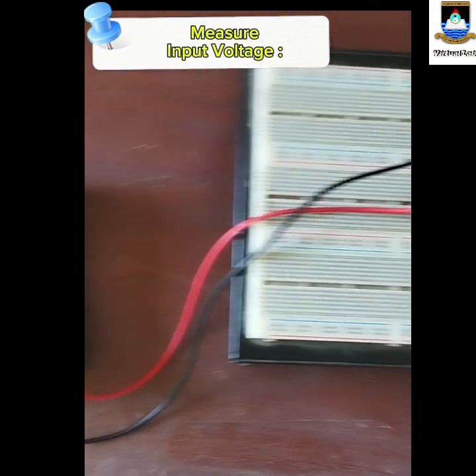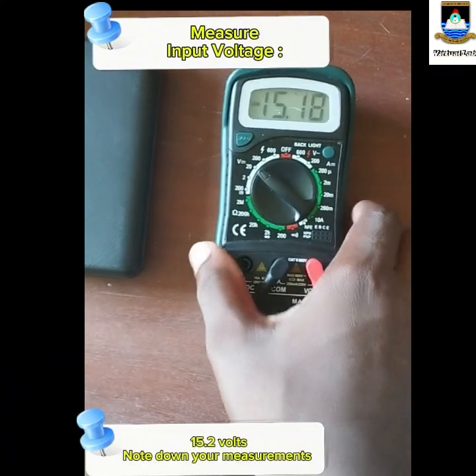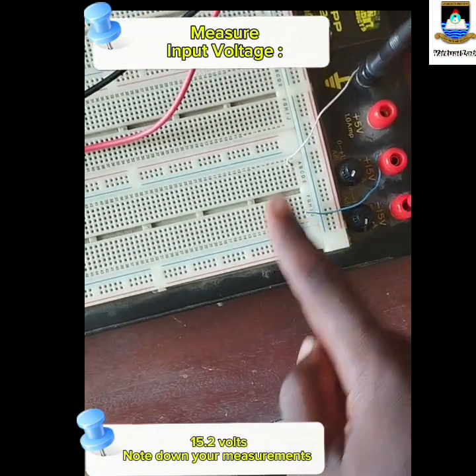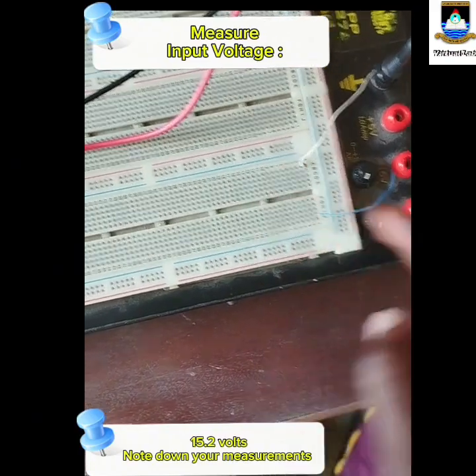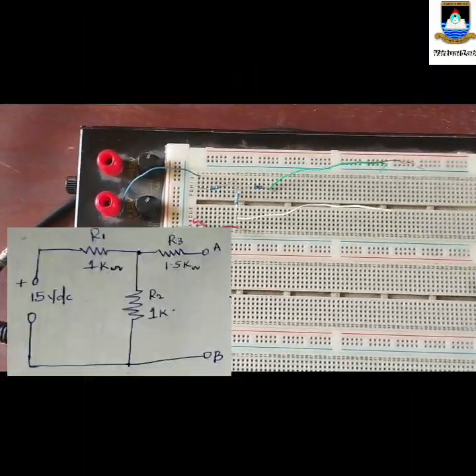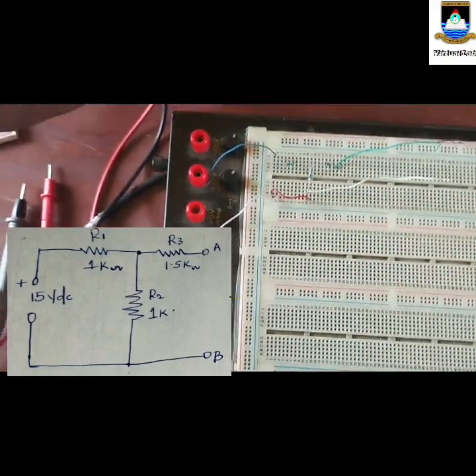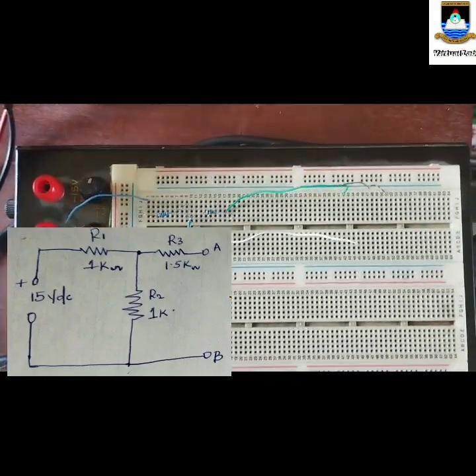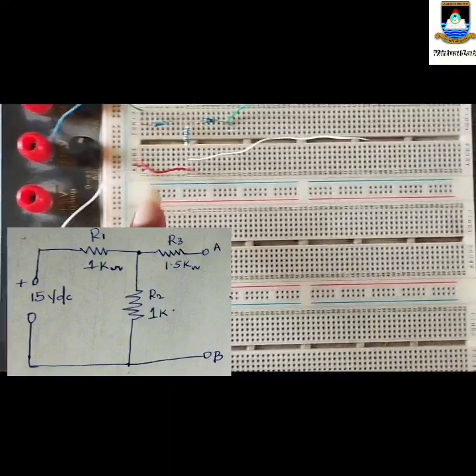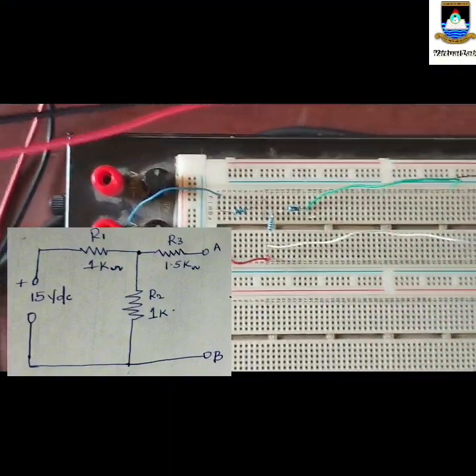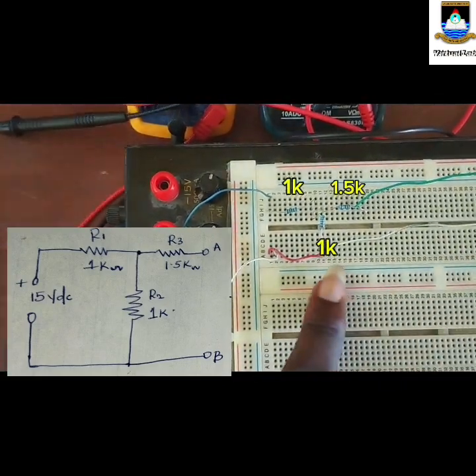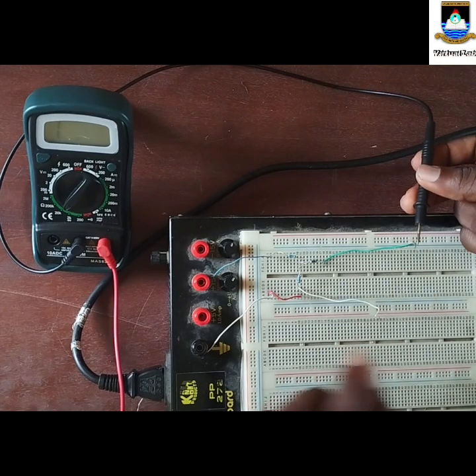So place your probes at the terminals of the input voltage. So we have 15.2 volts approximately. The jumper wires have been used to create a connection on the breadboard. Our circuit is ready. We have our resistors mounted, our 1K and 1.5K ohm resistors. We have our terminals, terminal A and B, and they are ready to be measured. From our circuit, let's take our measurement.